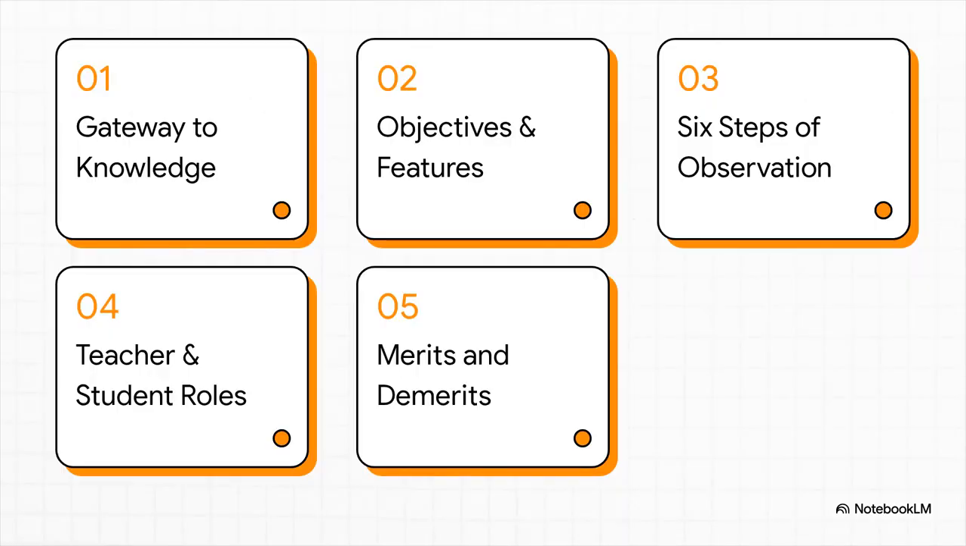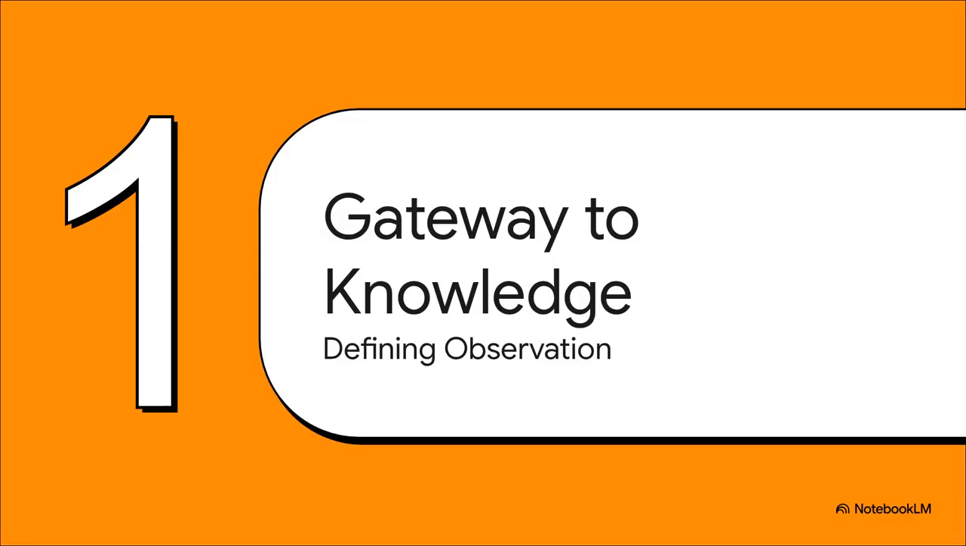So, to make sure you're fully prepared for your practicums, we'll structure our training today across 5 crucial sections: Gateway to Knowledge, Objectives and Core Features, 6 Steps of Observation, Teacher and Student Roles, and finally, Realities, Merits and Demerits. Okay, let's start by building a strong conceptual foundation before we look at the practical steps. Section 1, Gateway to Knowledge, Defining the Observation Method.